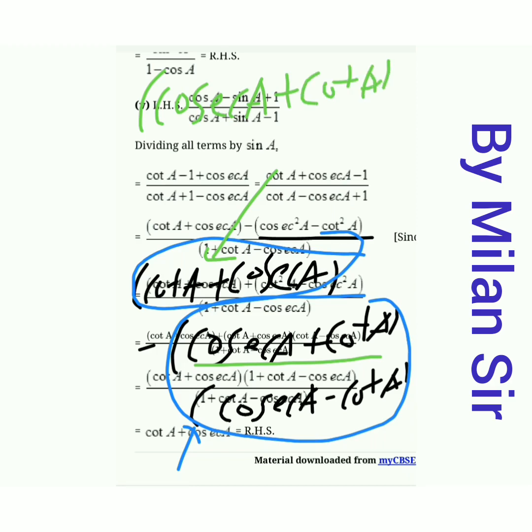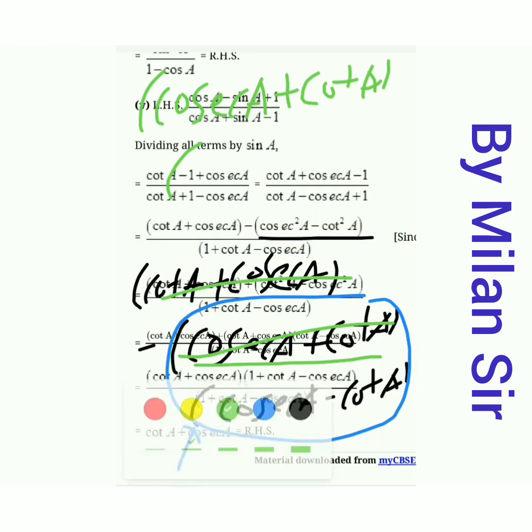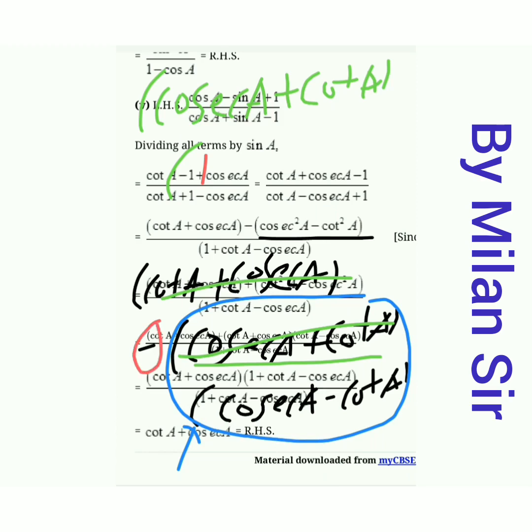This bracket is common, so this bracket is cut. So what is remaining in the first term? Nothing is remaining, right? Nothing is remaining in the first term, first bracket, first term. So 1. Then negative sign.